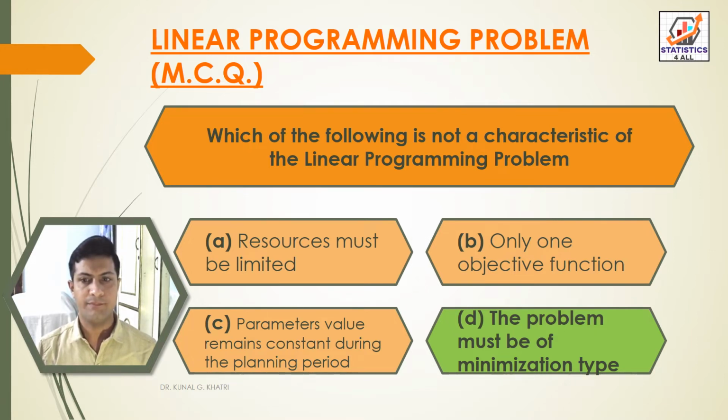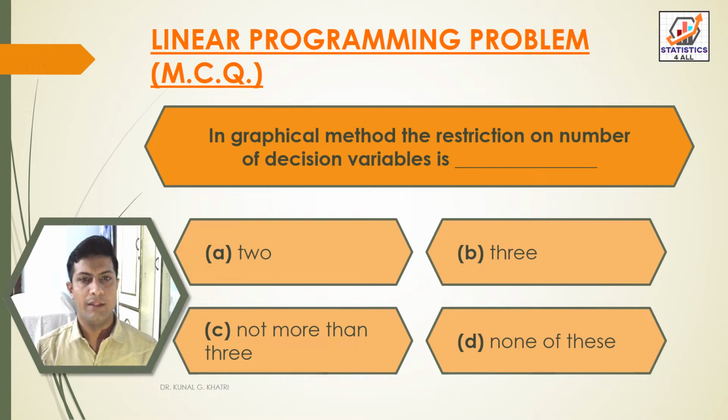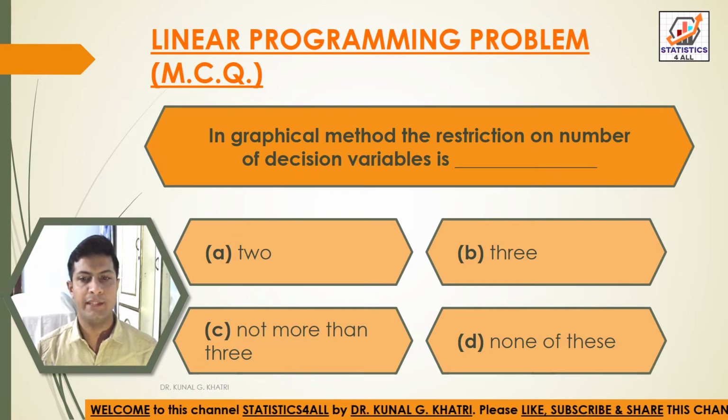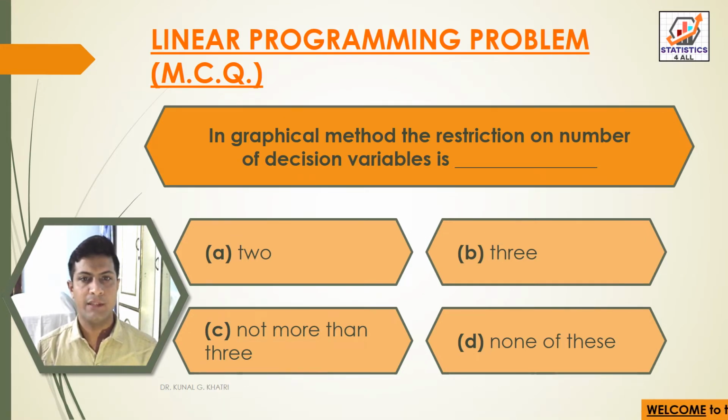Next question, in graphical method the restriction on number of decision variables is option A, 2, option B, 3, option C, not more than 3, option D, none of these. So here we have answer option A, 2. In graphical method the restriction on number of decision variables is 2.